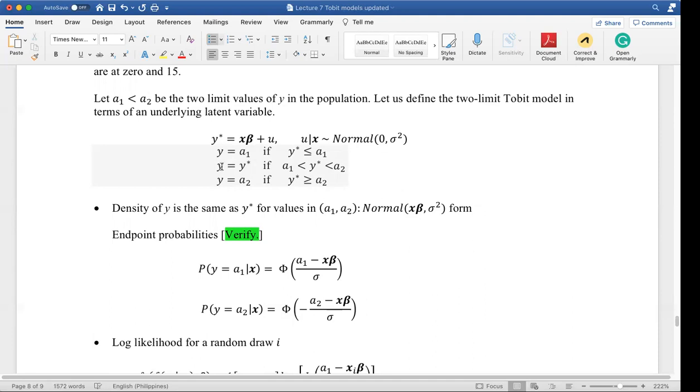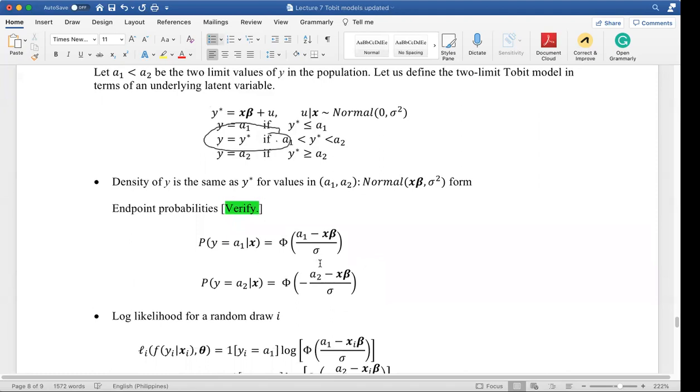So what is the distribution of y? The y would be normal with mean x beta and variance sigma square. Looking at this, since u given x is normal, the distribution of y would be the distribution of y star. So that would have mean x beta and variance sigma square.